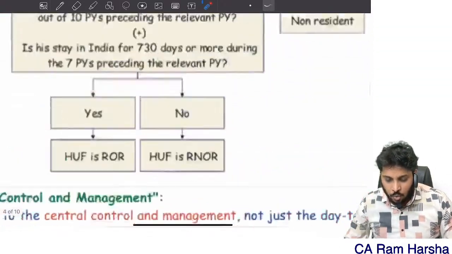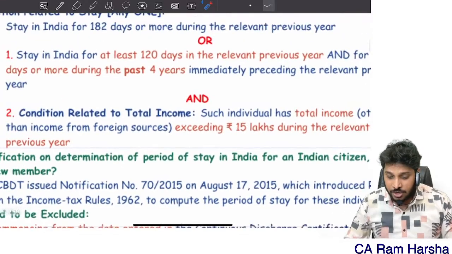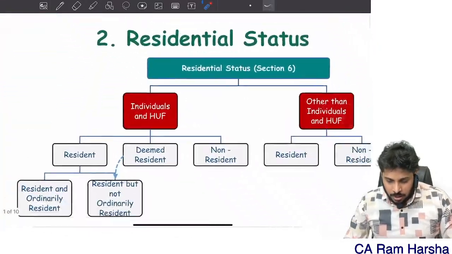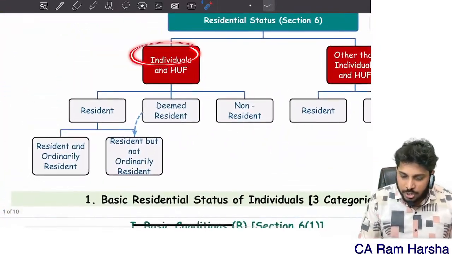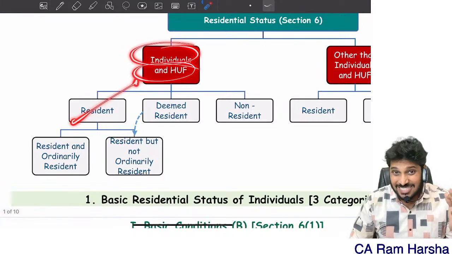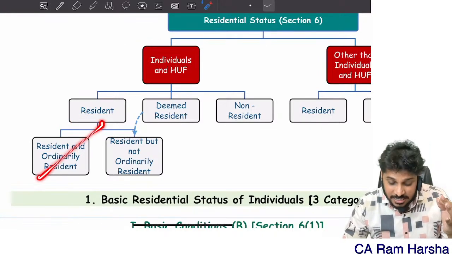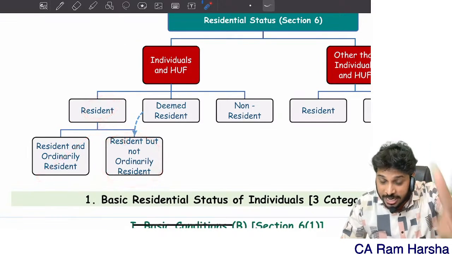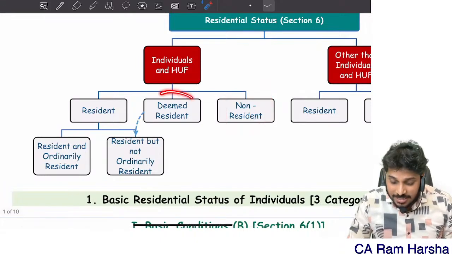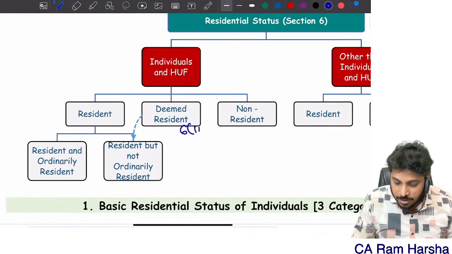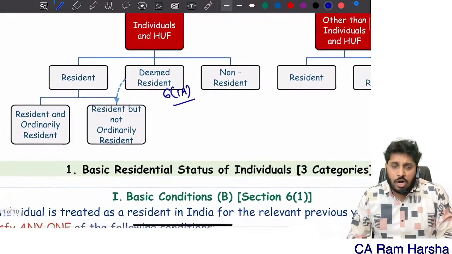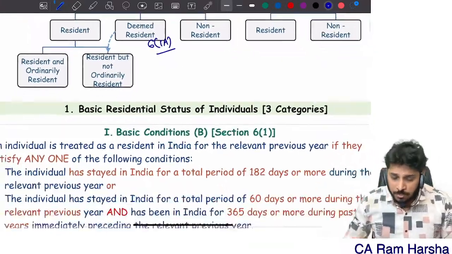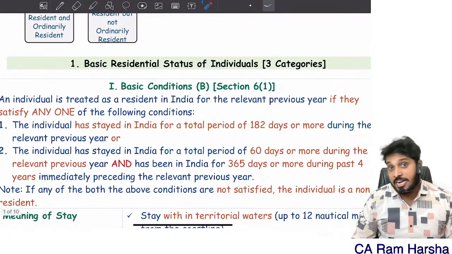Look at this. What is the residential status of an individual? We all know individual and HUF can be resident and ordinarily resident, resident but not ordinarily resident, and non-resident. And there is another concept called deemed resident under Section 6 clause 1A. Do not look at this diagram. Look at what I'm going to tell.